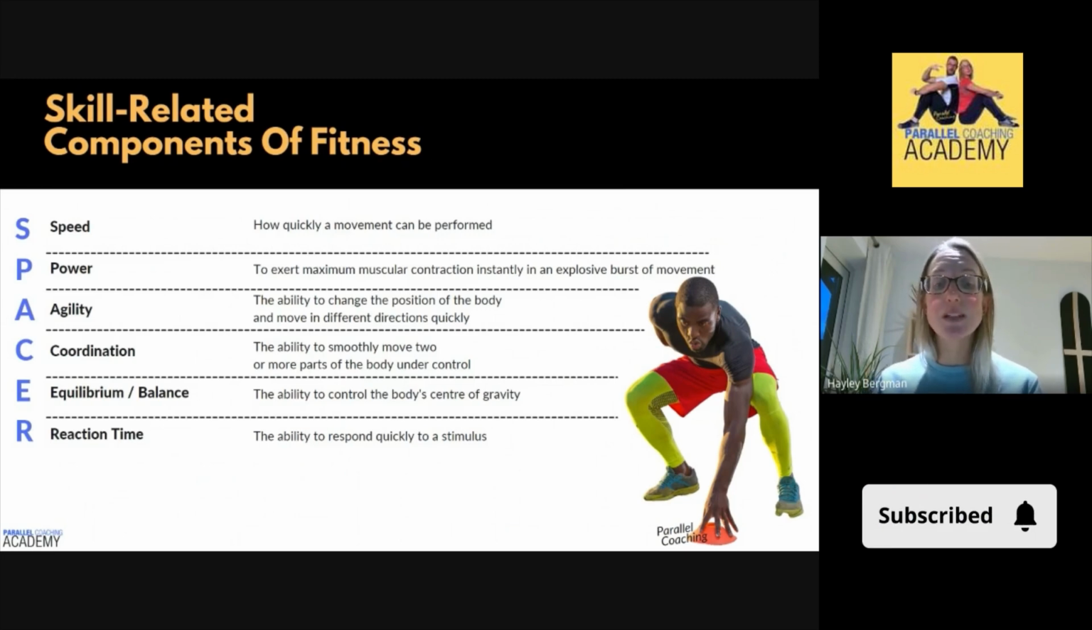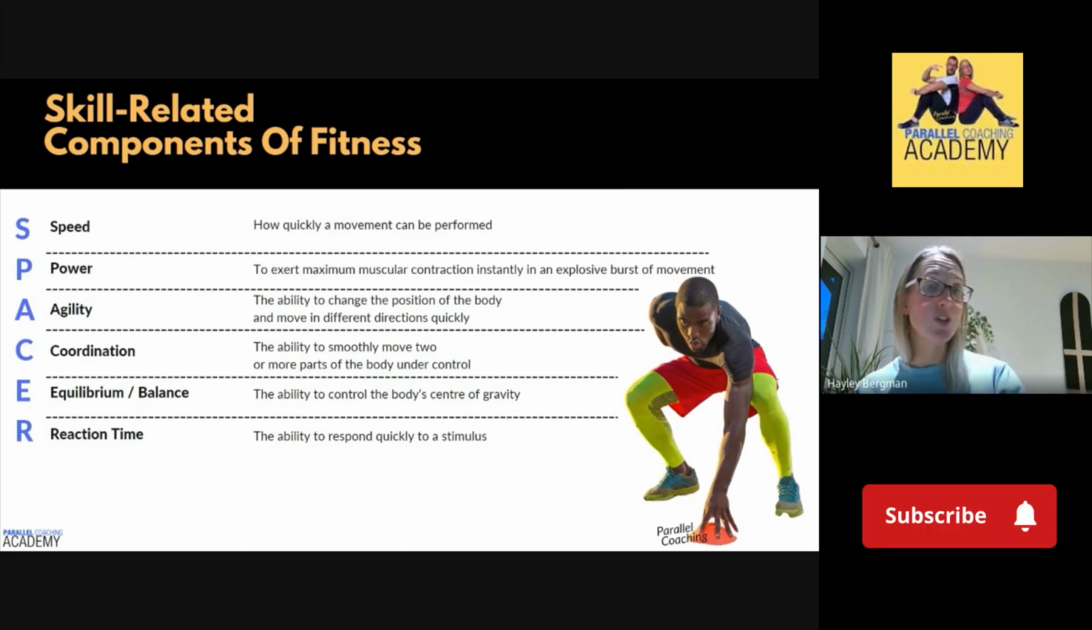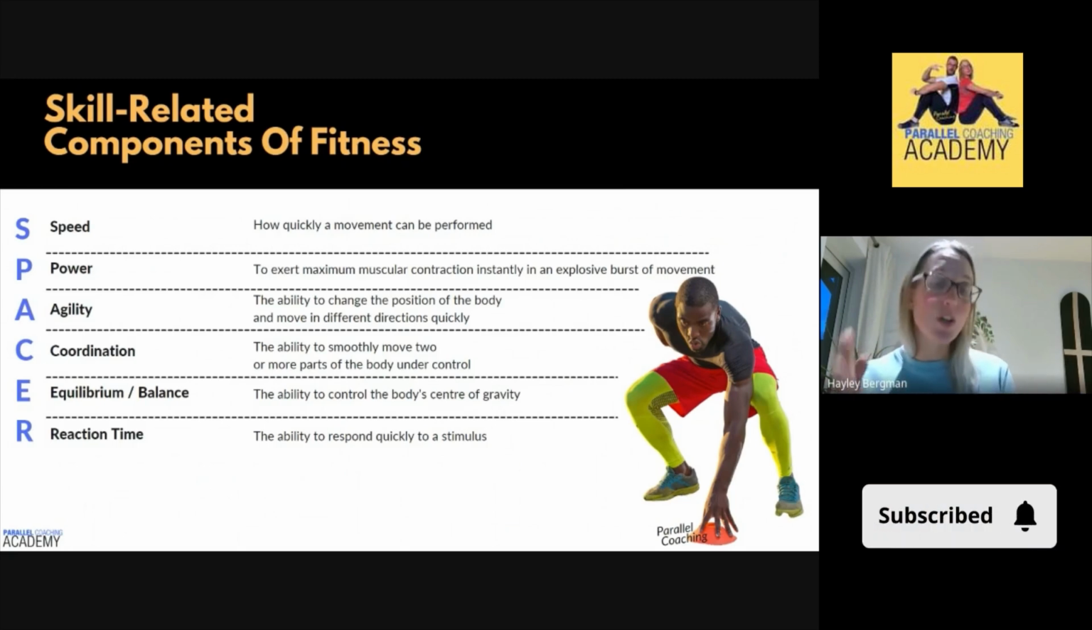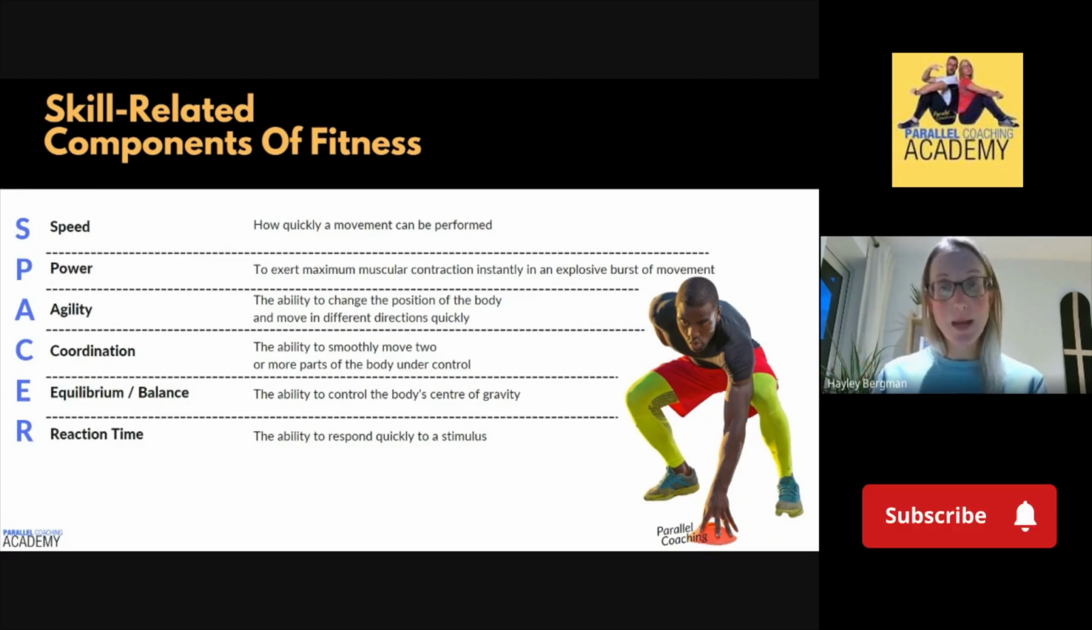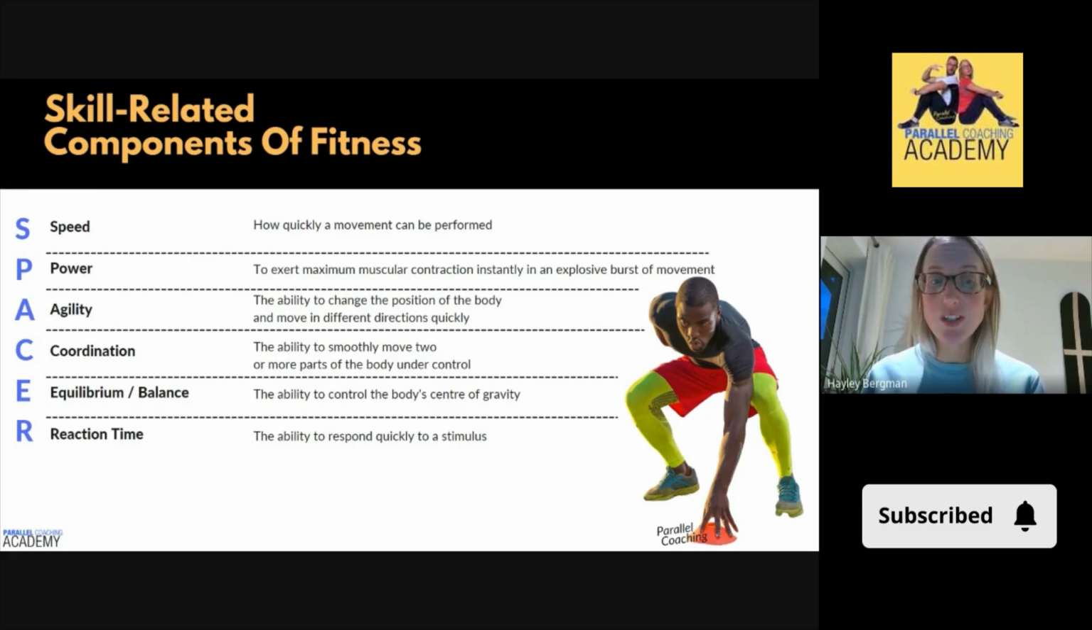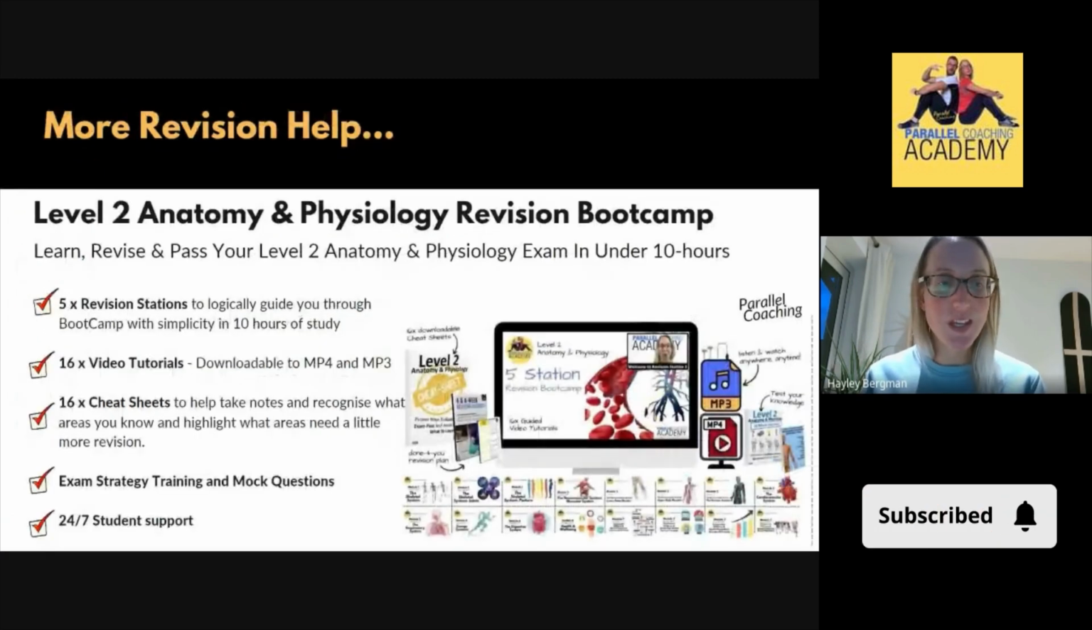Reaction time is the ability to respond quickly to a stimulus. So can you respond, change direction? If someone says something, can you then respond to that? If a gun went off on a race, for you to start the race, could you start with good reaction times? So this is SPACER: speed, power, agility, coordination, equilibrium, which is balance, and then reaction times.